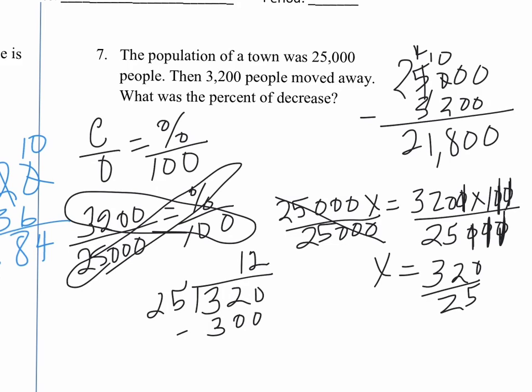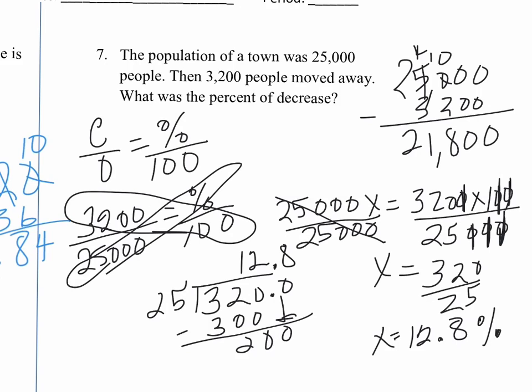Multiply, that's 300, $3 worth, 20, and bring down the other zero. How many 25s are in 200? That would be 8. So x would be 12.8, which would round to the nearest whole percent of 13, or you can leave it as a decimal. I think it may be a decimal on the test, so leave it as a decimal, but if you had to round that up, it would be 13%.